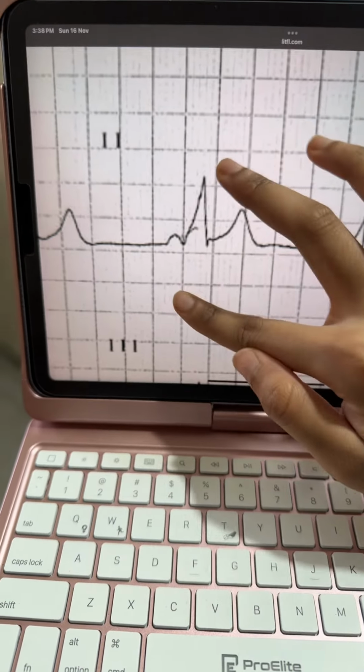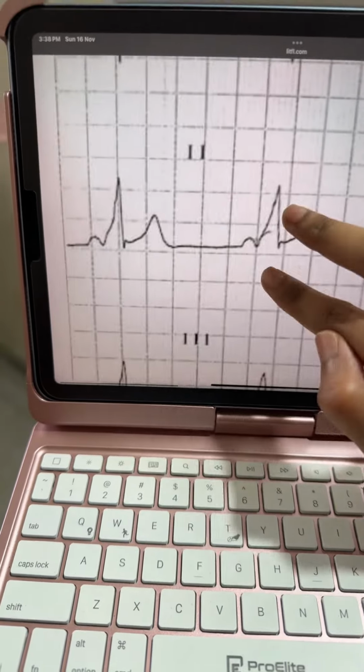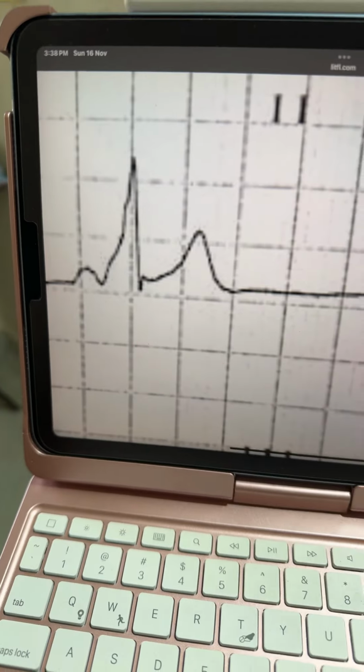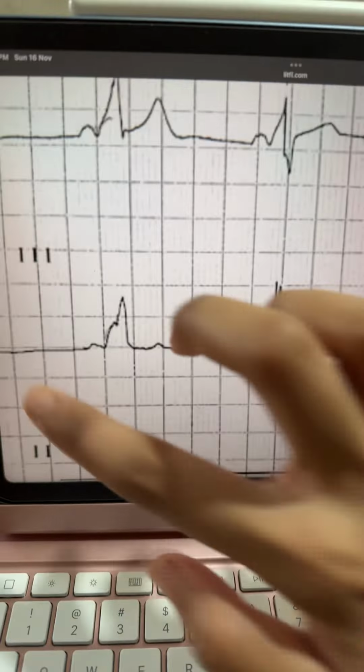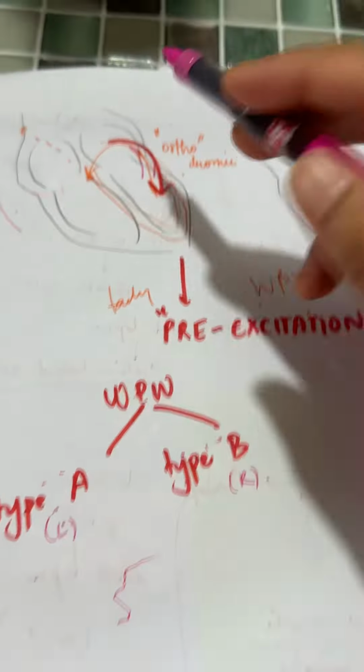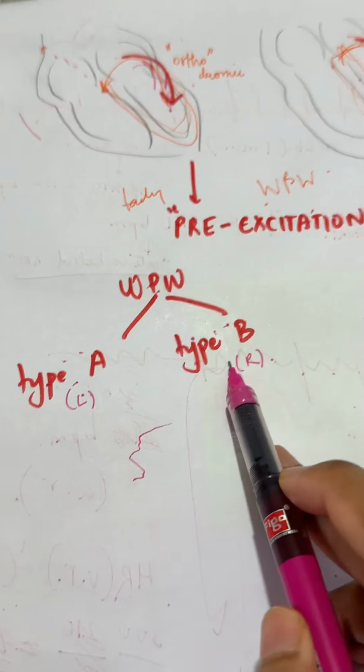This is early excitation of the ventricles, seen as this triangle over here. This is called a delta wave at the start of the QRS complex. Also, because of the accessory pathway, we have bypassed the AV node, so you see a very short PR interval. Now, WPW is type A if the accessory pathway is on the left side of the heart, and type B if it is on the right.